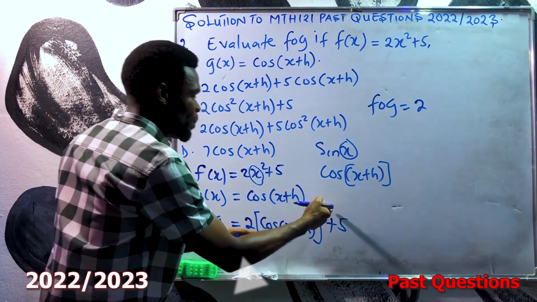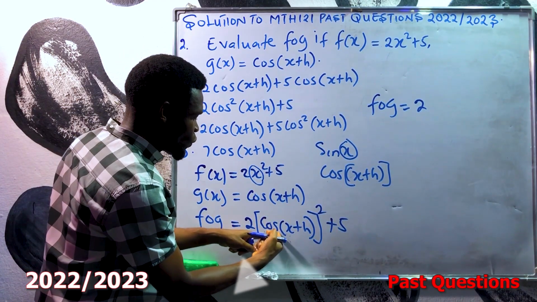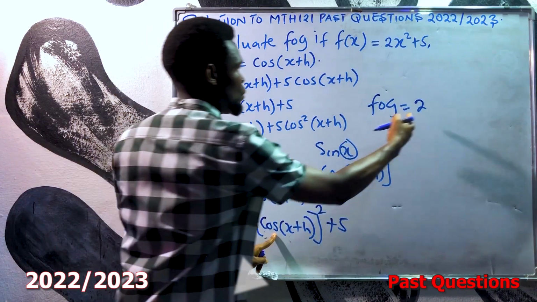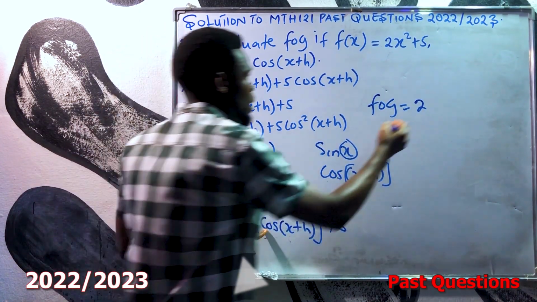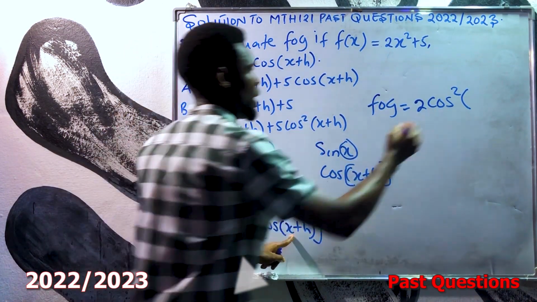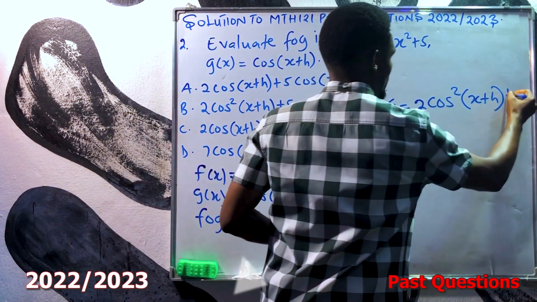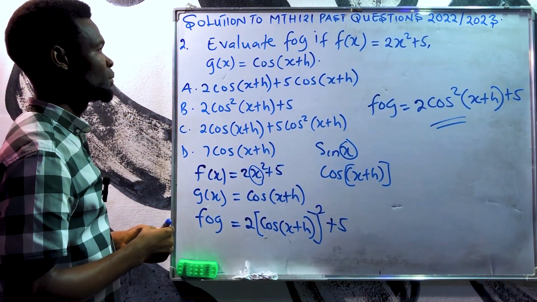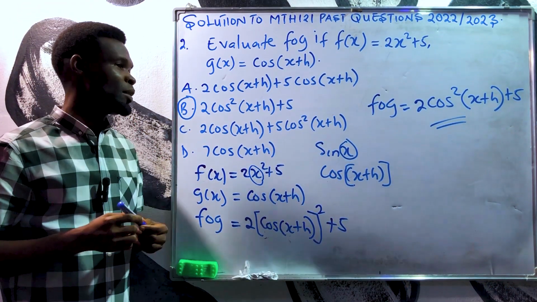So in other words, when this power 2 comes into the bracket, we'll just have cos and then square. So look at it. This 2, look at it. And then this power 2 will square this cos. So I have cos square. Then the angle now is x plus h and then plus 5. That gives you the final answer. So that is option B in this past question.